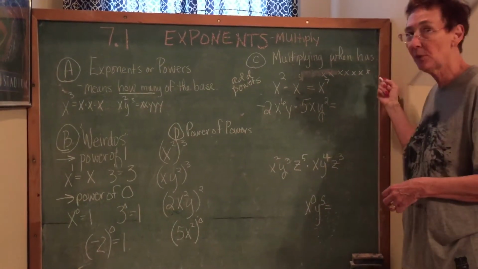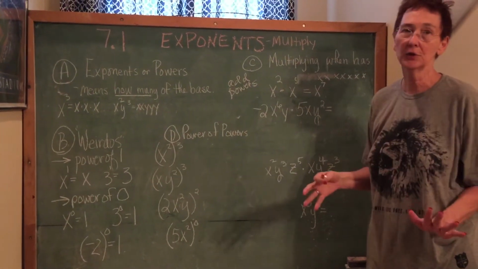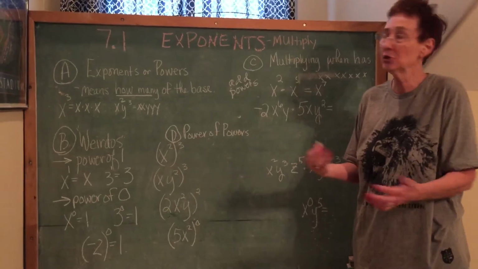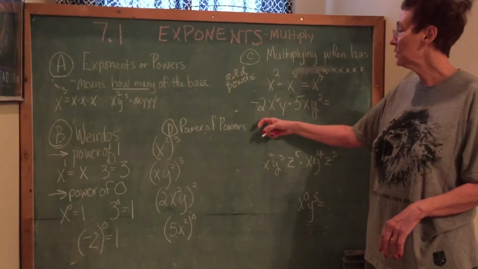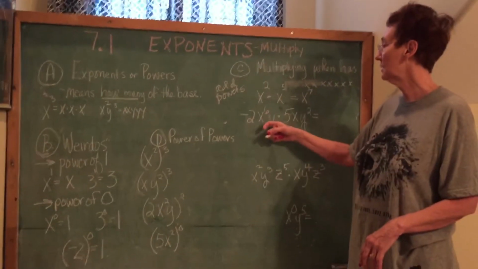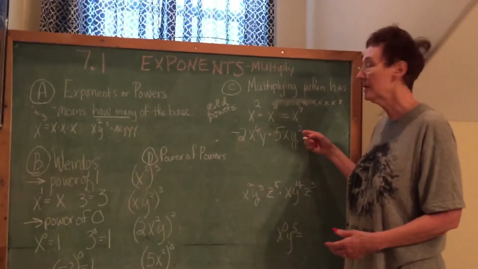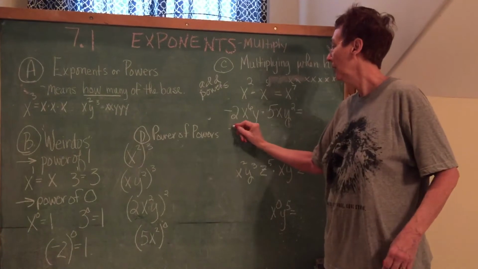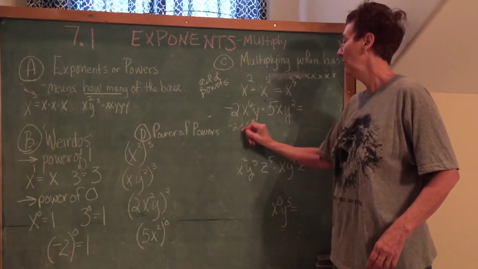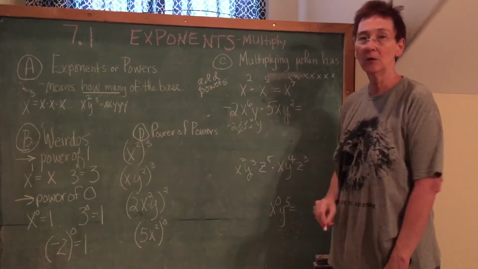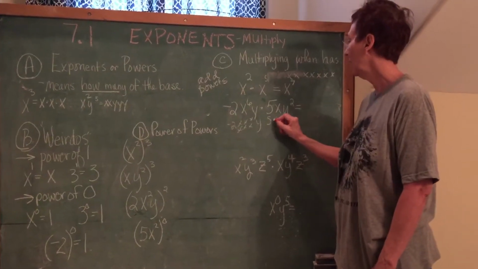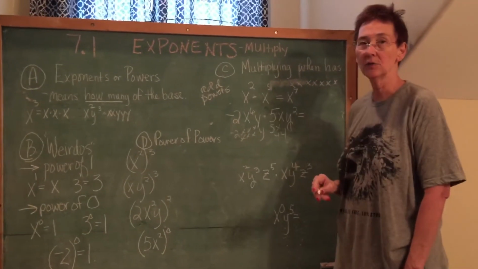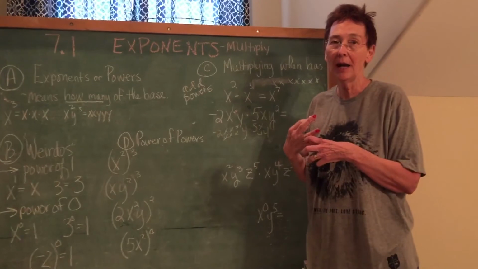Now, if you want to spread it out and do it that way, of course, you're welcome to do that. Or you could try using the shortcut. So let's look at this problem. If I have negative 2x to the 6th y times 5xy squared, spreading all of that out is going to look pretty long. You've got negative 2, and then you've got 6 x's, and you've got a y. And then you've got a 5, 1 x, and then a pair of y's, right? Now then you've got to put it all back together.